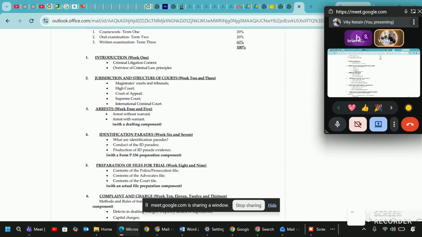So we're still on identification parades, and I'm trying to figure out the exact rules that form part of identification parades so that we read step by step and in a procedural manner.